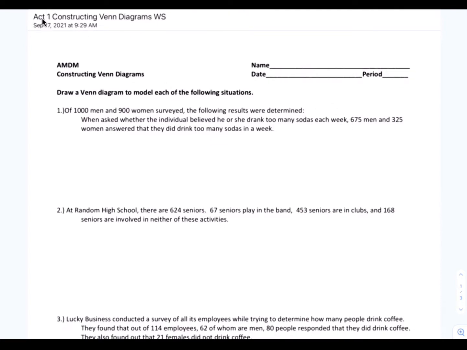This is a video that covers Activity 1, Constructing Venn Diagrams Worksheet. Let's start with number 1. We're going to draw a Venn diagram to model each of the following situations.